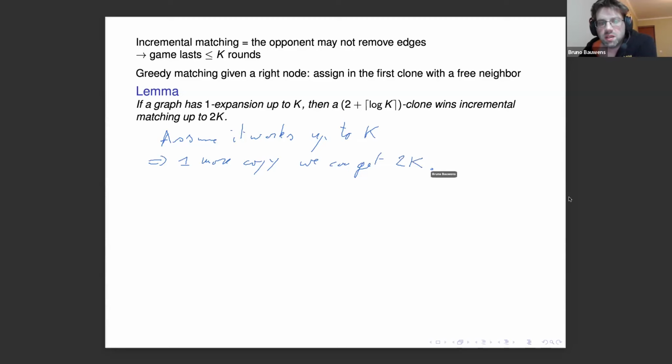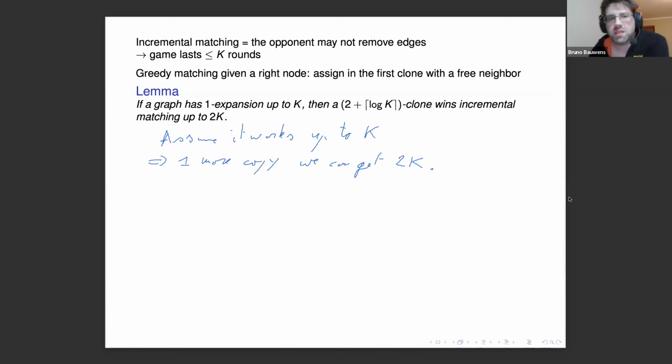Okay. So I will prove by induction. The base case is easy. If K is equal to 1, then we have one dynamic matching up to 2 using a 2 clone. So in the 2 clone, every node has 2 neighbors, so we can match any 2 nodes.